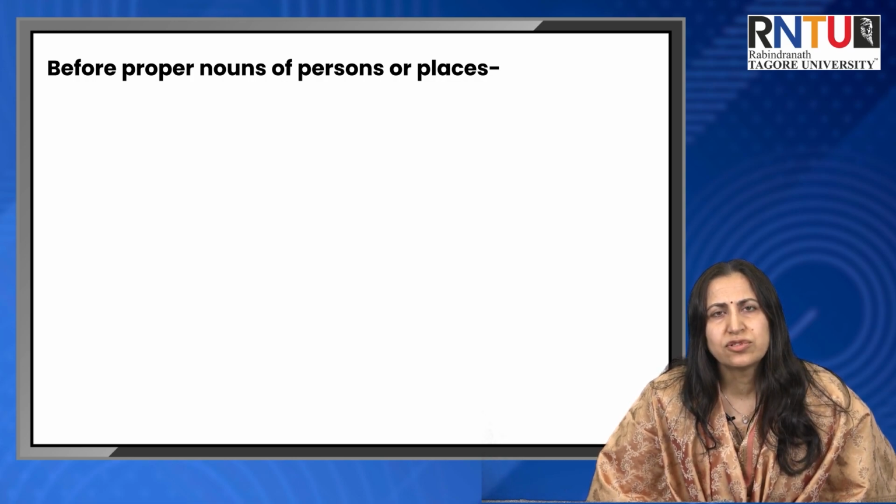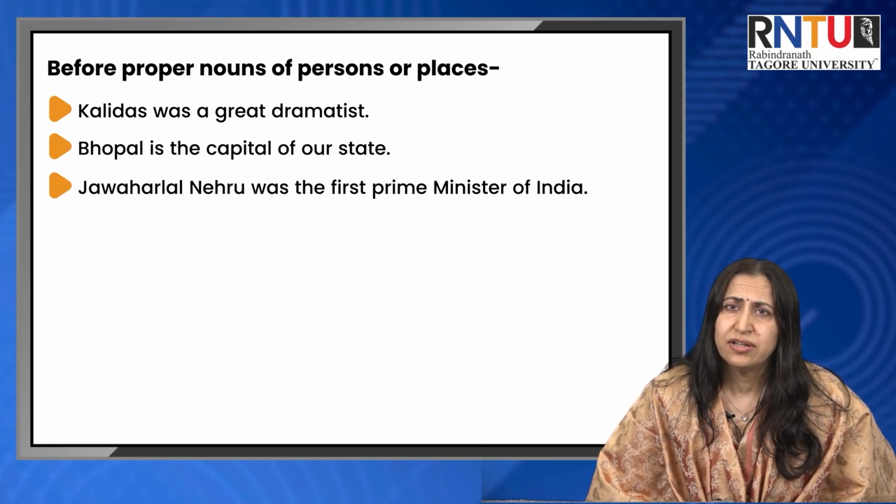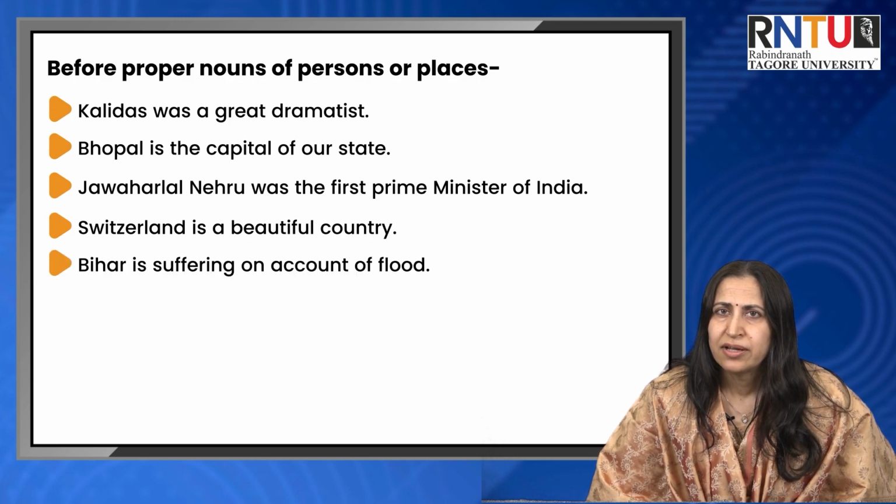Before proper nouns of persons or places. Kalidas was a great dramatist. Bhopal is the capital of our state. Jawaharlal Nehru was the first Prime Minister of India. Switzerland is a beautiful country. Bihar is suffering on account of flood.